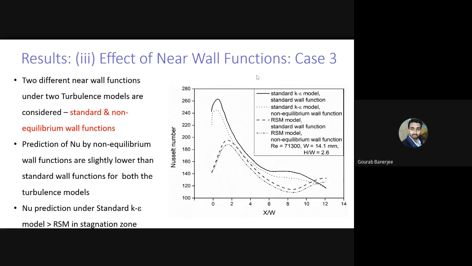So from that point of view, we can say that the non-equilibrium wall function for both the models, standard KSLM and RSM, is giving us better results. And now comparing the models themselves, the viscous models, the standard KSLM model is highly over-predicting the Nusselt number distribution. And this is the case for a very high Reynolds number, almost a value of 71300.